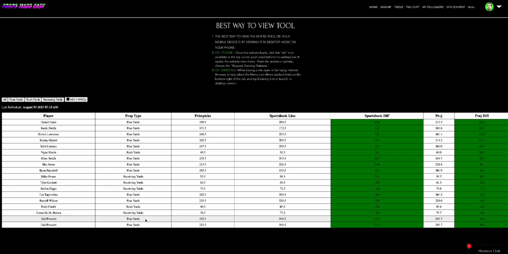But yeah, Dak Prescott's liked for the under on passing yards. It's a 12 sportsbook difference, minus 6.8 at projections too. So not only does the EV represent that, but the projection also does.